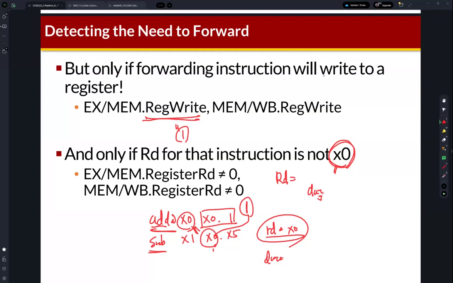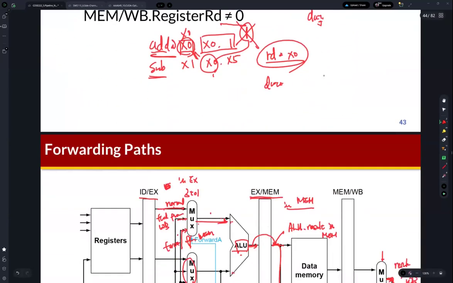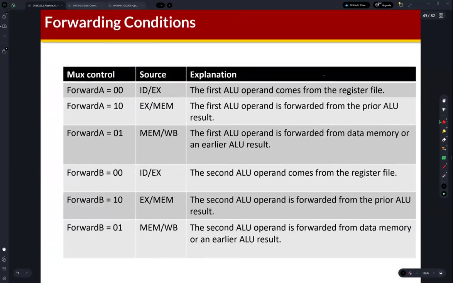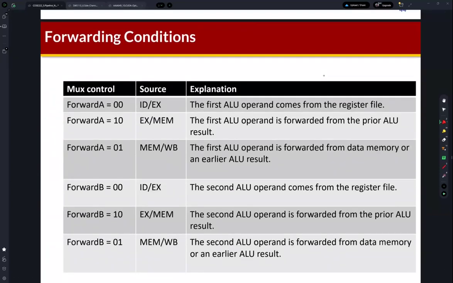Do you understand? Okay, so if the destination register is x0, then we need to avoid the data forwarding. So we need to check this one. Do you understand? So this is the condition of the data forwarding unit.